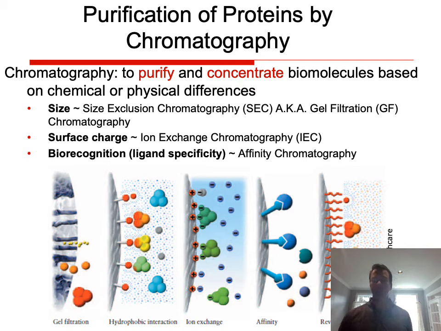The last two slides were mainly about how you can do things on larger scales without any sort of resin or chromatography. But by and large, for research purposes and even for protein preparation purposes, people use chromatography. Chromatography is just to purify and concentrate biomolecules based on their chemical and physical differences. So you can do this by size, by exploiting size exclusion chromatography columns, also known as gel filtration columns. You can also do this by surface charge, or you can do this by affinity chromatography, and I'll talk through each one of these here.